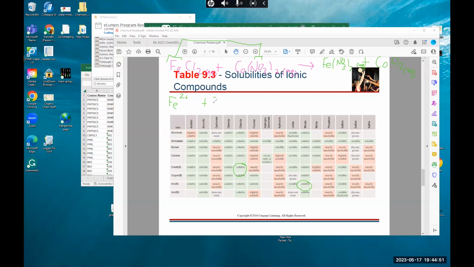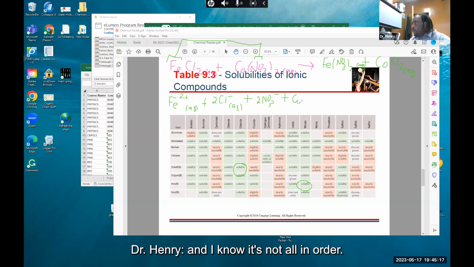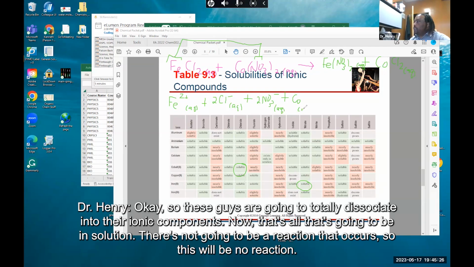I know it's not all in order beautifully, and I apologize for that. So these guys are going to totally dissociate into their ionic components. That's all that's going to be in solution. There's not going to be a reaction that occurs, so this would be no reaction.